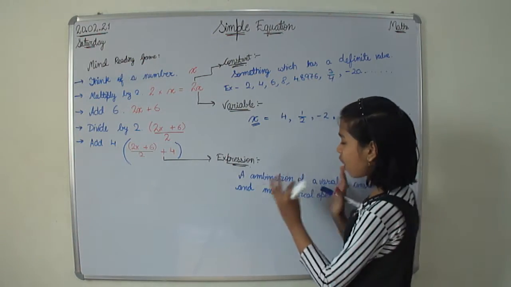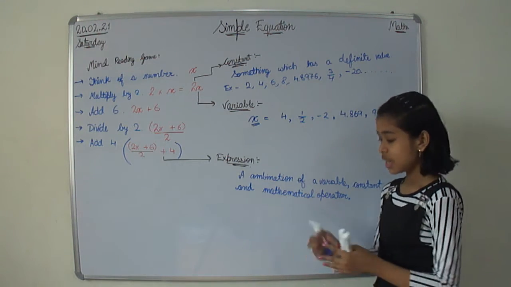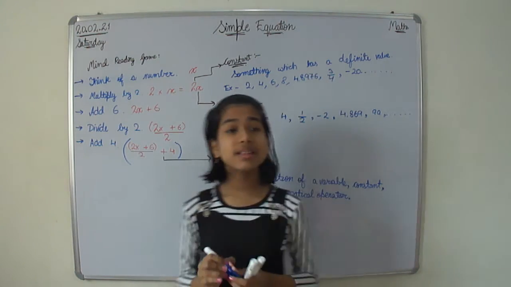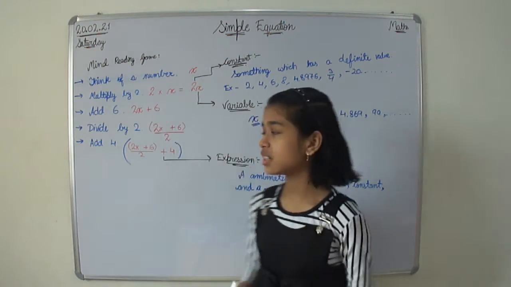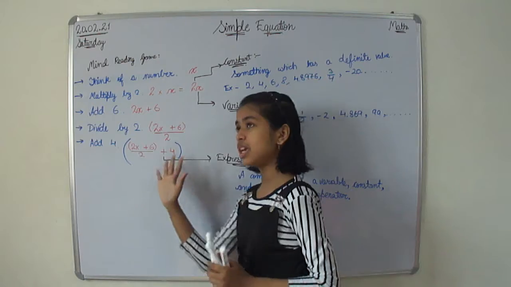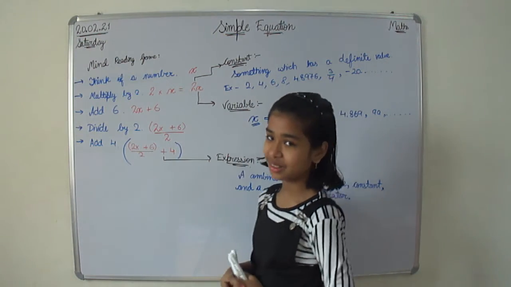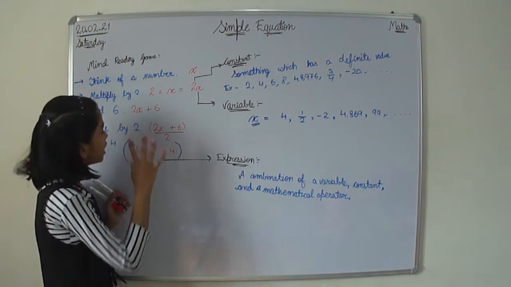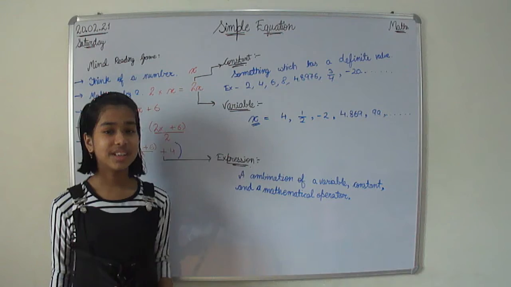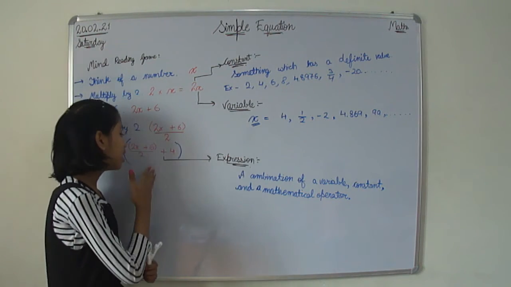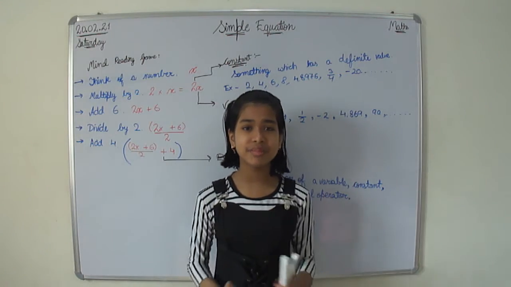Okay, so now what does this whole definition of expression mean? A combination of a variable, constant, and mathematical operator is called an expression. Now here the expression tells us that 2x is added to 6 divided by 2, and that whole thing is added to 4, right? So this is the expression here, in which the variable x and some constants like 2, 6, 4 are connected with some mathematical operators, that in this case are division, addition and multiplication, right? So this whole thing is the expression. I hope that it is super duper clear to you.